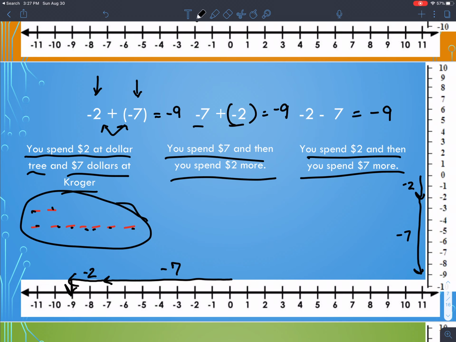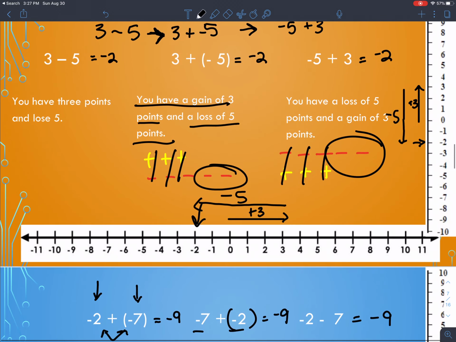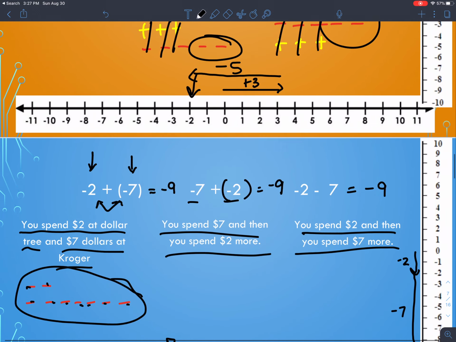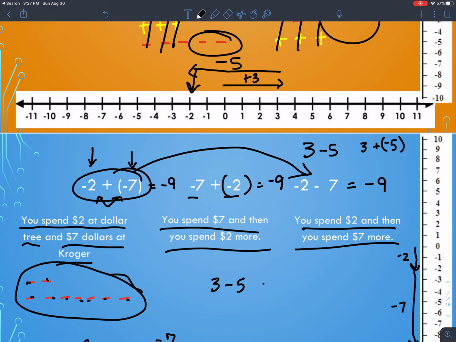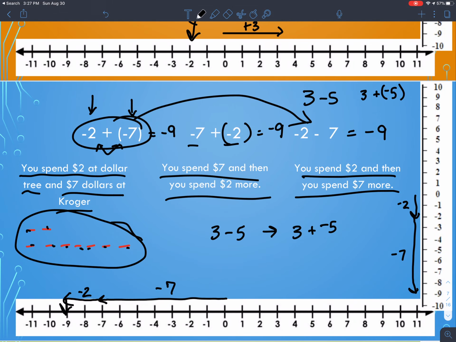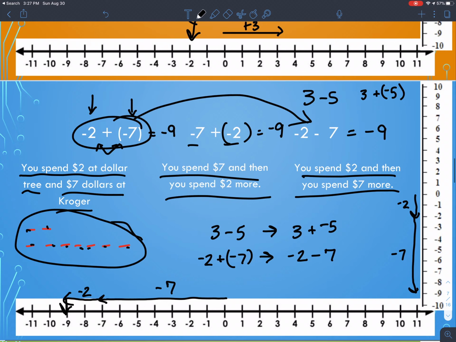One thing you'll see, if you remember from our earlier examples, we can take a subtraction problem like 3 minus 5 and rewrite that as an addition problem, 3 plus -5. What we have here is the reverse of that. We have an addition problem that we rewrote as a subtraction problem. So I'm going to write that down here. 3 minus 5 is the same as 3 plus -5. Here we have an addition problem. -2 plus -7 is the same as -2 minus 7.